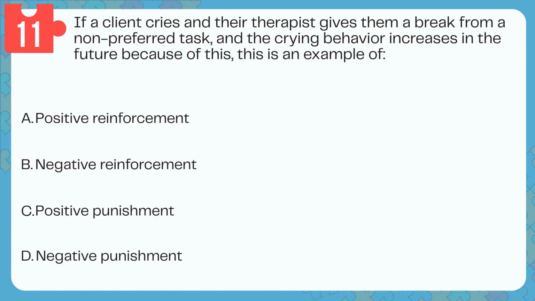Question 11. If a client cries and their therapist gives them a break from a non-preferred task, and the crying behavior increases in the future because of this, this is an example of A. Positive reinforcement. B. Negative reinforcement. C. Positive punishment. D. Negative punishment.